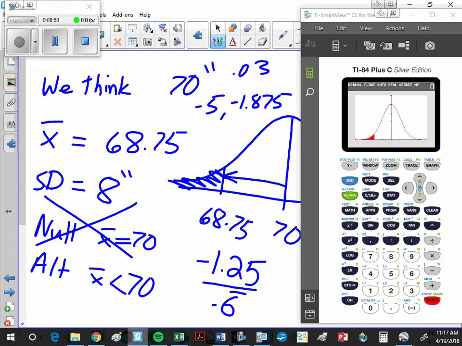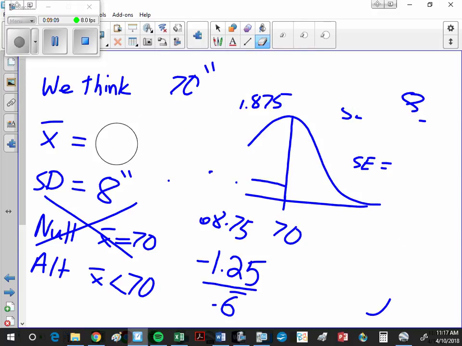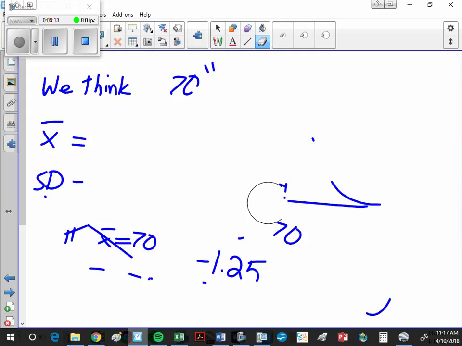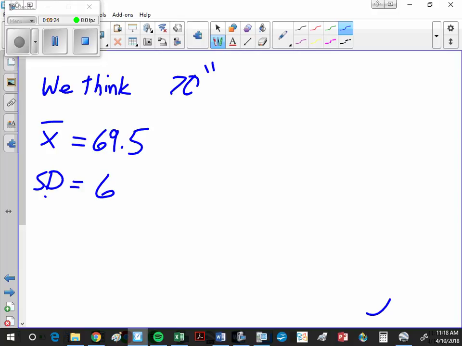So let's find one that works. I was hoping this one would work, but it didn't. I just made it up. So let's do one more. Actually, we need all of that stuff gone. No, it didn't work. Okay. So let's say my X bar was 69.5 and my SD was 6. Okay. This one should work.